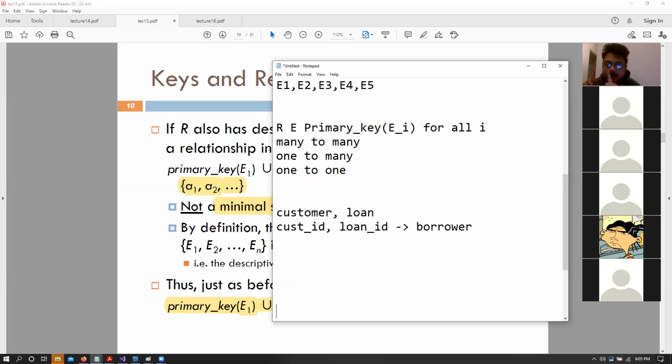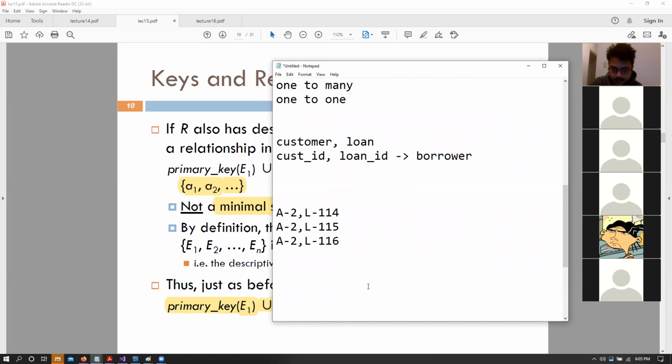If both of those primary keys are part of my borrower relationship, let's say that my customer ID is, I don't know, A2, and my loan ID is, I don't know, L114, let's say. This is one pair. That means that the pair should be unique, right? Not one of those should be unique, the pair should be unique. Then that means that a single customer can have many loans, right? That also means that a single loan can be held by many customers.